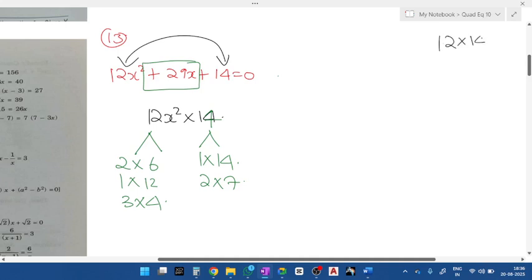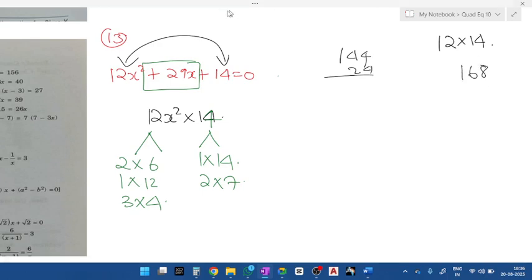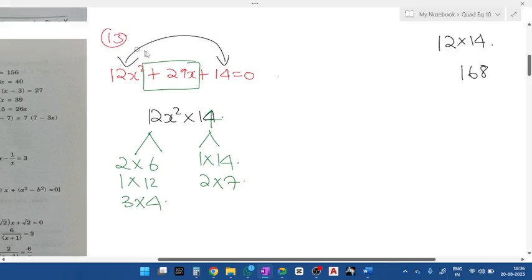How much is 12 into 14? What did you all get? 168. Yeah, find the factors of 168, students. 1 into 168. Next. 84. Next.